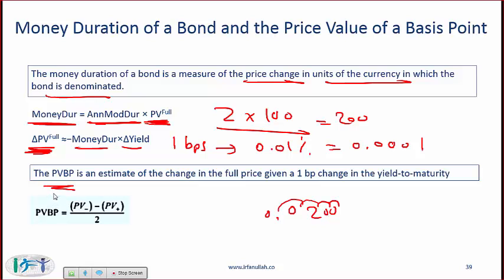So what is the change in price of the bond if there is a 1 basis point change in interest rates? The other way to calculate the price value of a basis point is to say that you come up with PV minus, which is the price of the bond if interest rates go down by 1 basis point, minus PV plus, which is the price of the bond if interest rates go up by 1 basis point, divided by 2.